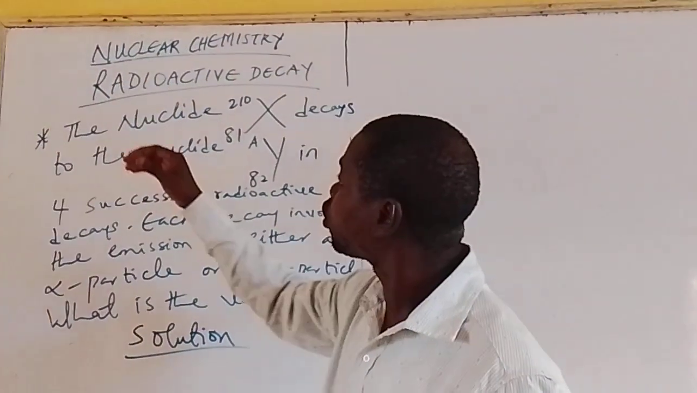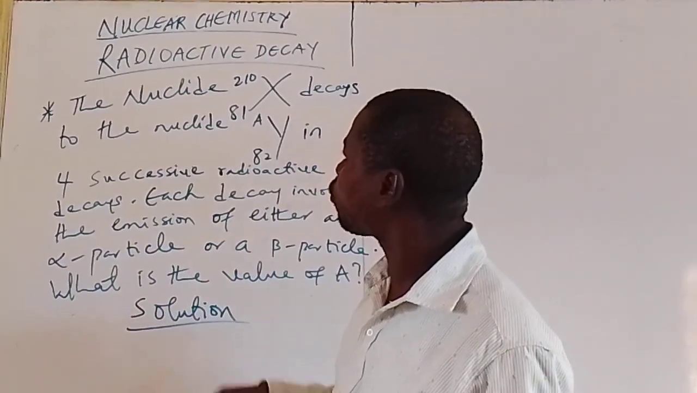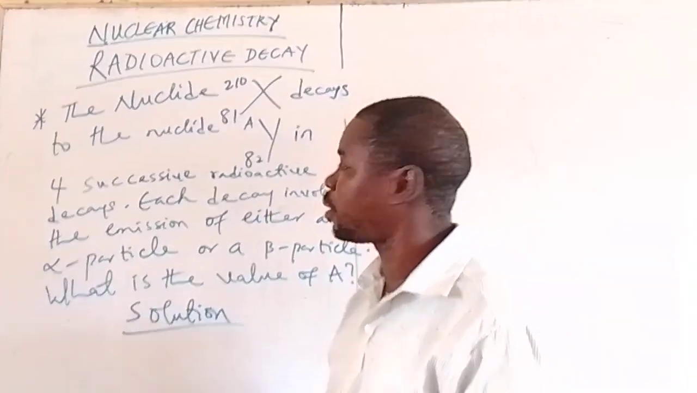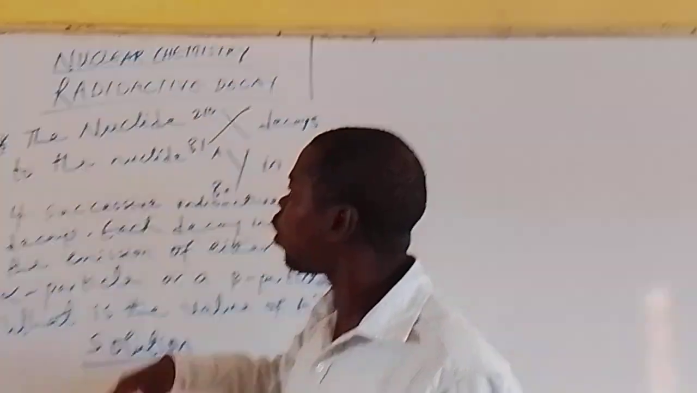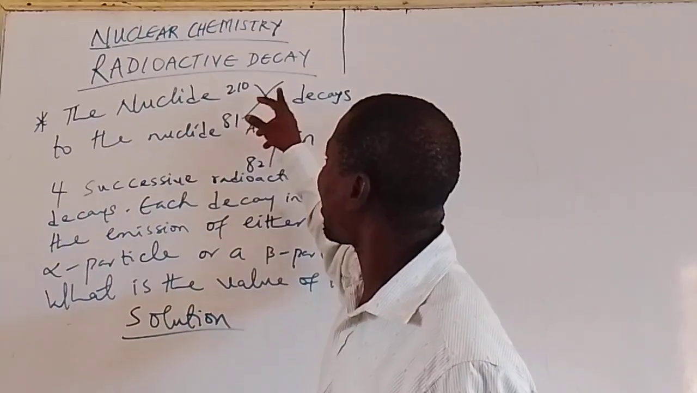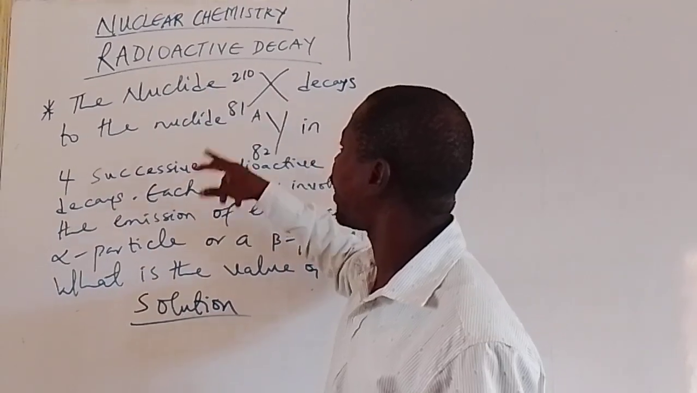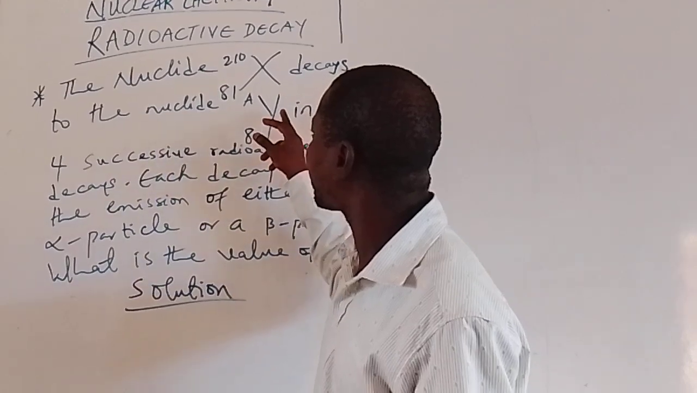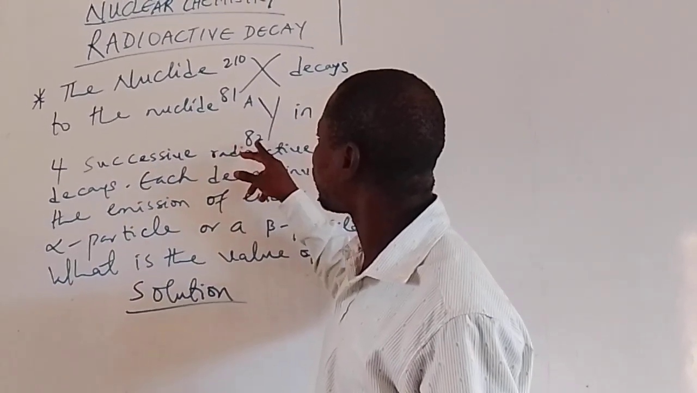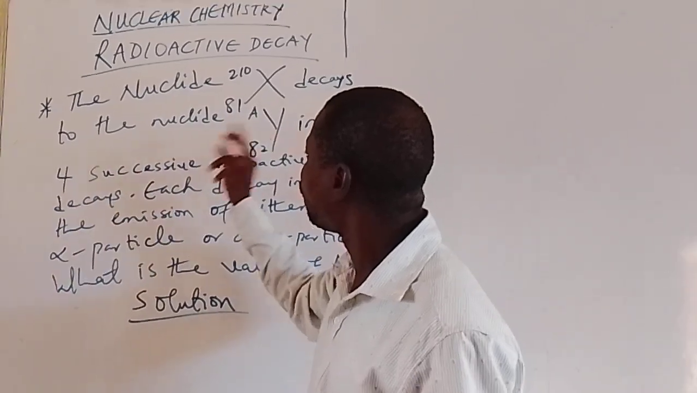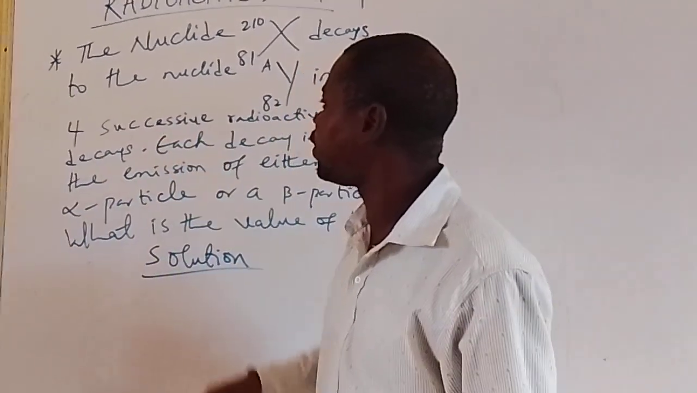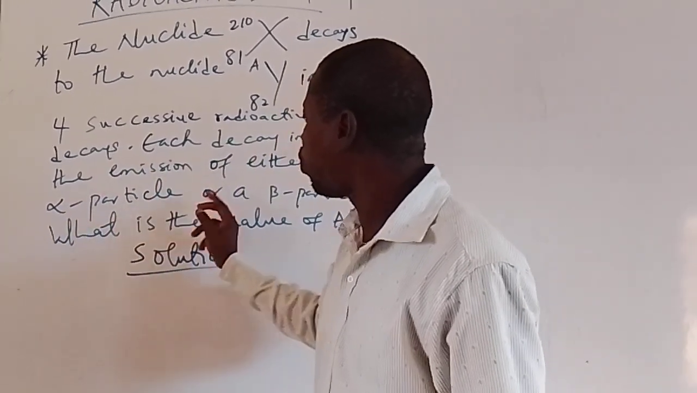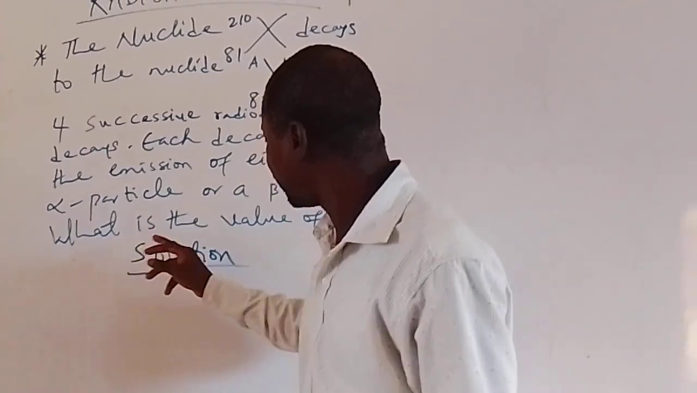In this session, we want to play with this particular question under radioactive decay. This is nuclear chemistry. Now the question goes thus. The nuclide X of atomic mass 210, atomic number 81, decays to the nuclide Y of atomic mass A, atomic number 82, in 4 successive radioactive decays. Each decay involves the emission of either an alpha particle or a beta particle. What is the value of A?